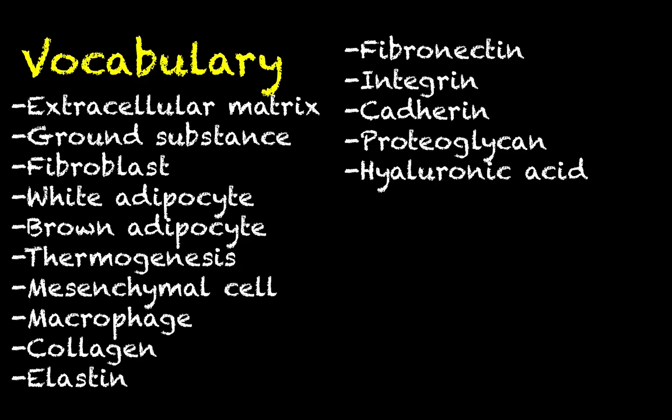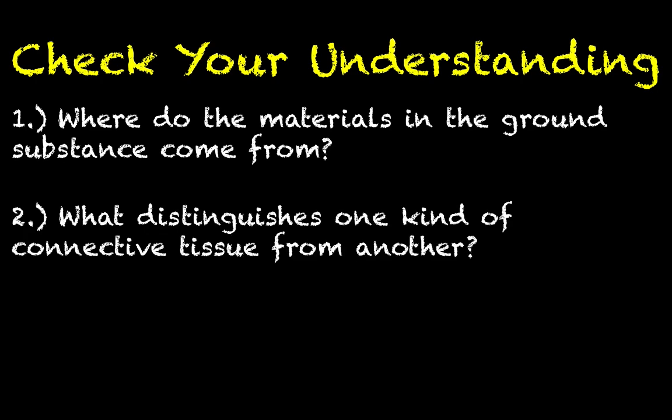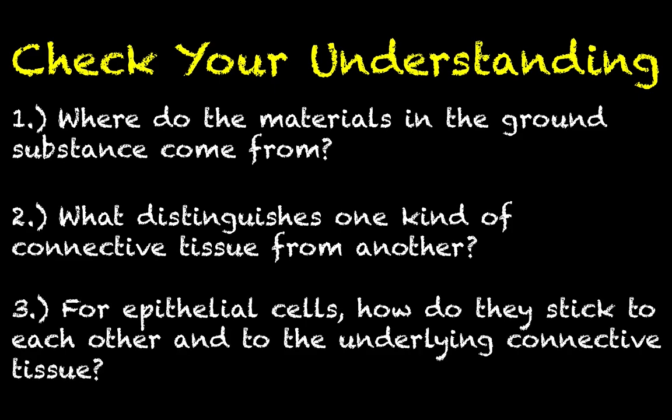Here is a list of vocabulary terms you probably ought to be aware of. And for checking your understanding, number 1, where do the materials in the ground substance come from? Number 2, what distinguishes one kind of connective tissue from another? And number 3, for epithelial cells, how do they stick to each other and to the underlying connective tissue?